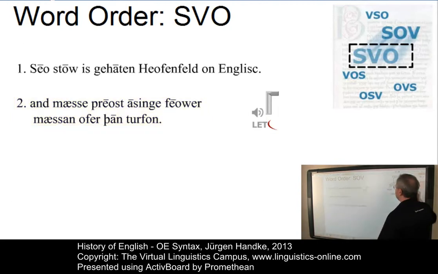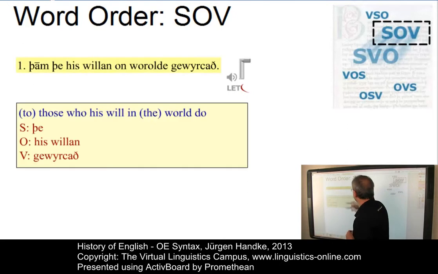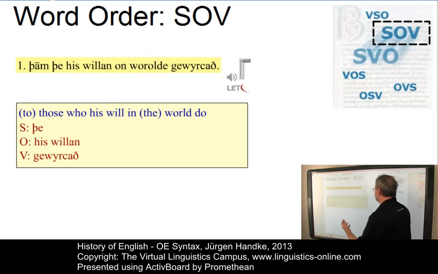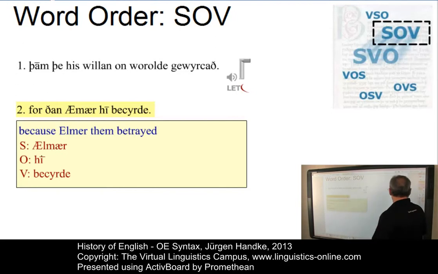Let's continue with SOV. Now in subordinate clauses, the typical word order in Old English was SOV. The first 2 examples illustrate this. Tham, the his willan on worlde jewurkath. The, the subject, his willan, the object, jewurkath, the verb at the end. Number 2. For van emmer, he bekurde.